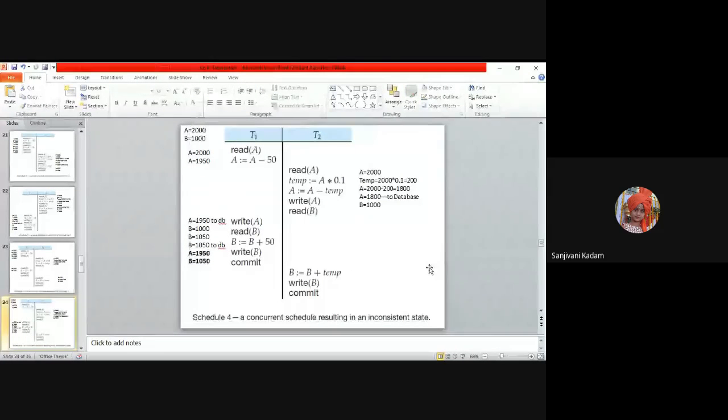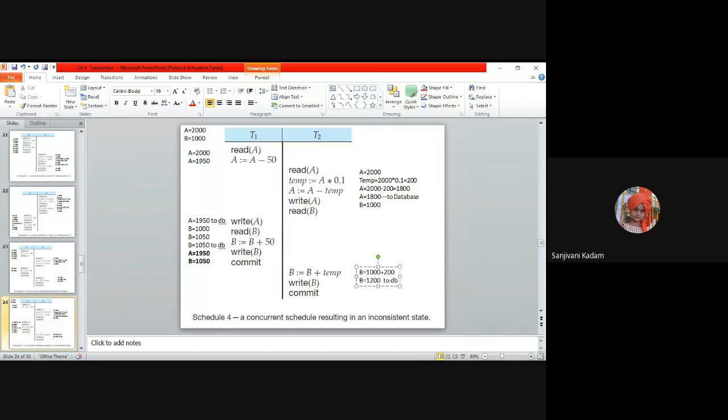Into T2. So T2 has read B equal to 1000. So the same value it will carry here. So here this will be making changes to B. So B equal to B plus temp. The temp value is 200. So this will perform the changes, that is, it will add 200 to the current value, which will be equal to 1200. So this will write B equal to 1200. So this will be the final write operation on B, and hence the same changes will be done to the database also.